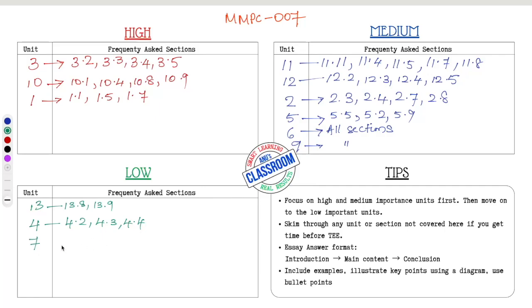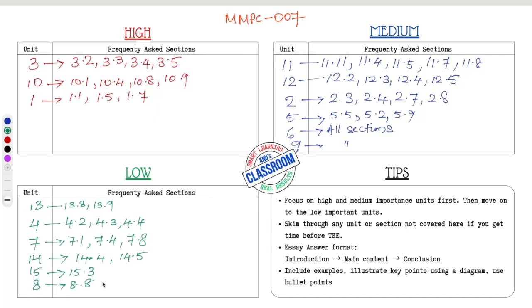From Unit 7, that is communication in meetings, focus at least on 7.1, 7.4 and 7.8. From Unit 14, that is cross-cultural communication, focus on 14.4 and 14.5 at least. If possible, cover all sections. From Unit 15, you have to cover at least 15.3. If possible, cover everything. If not, at least 15.3. From Unit 8, at least cover 8.8.